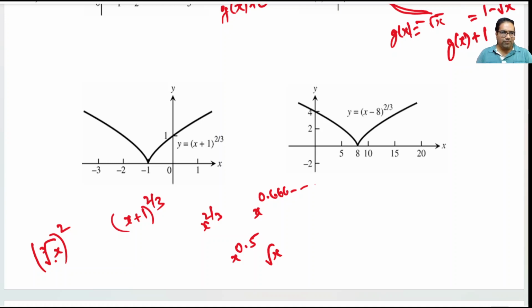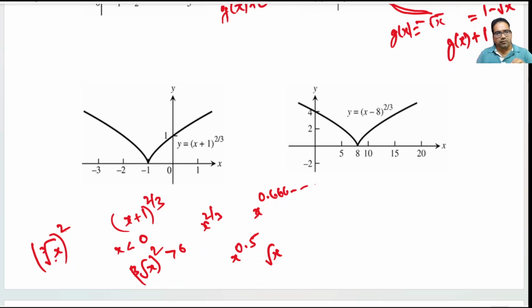Now cube root of x can be negative also. But whole square is always positive. That means this graph is always positive. Cube root of x when x is less than 0 will be less than 0, right? But cube root of x whole square will always be greater than 0.